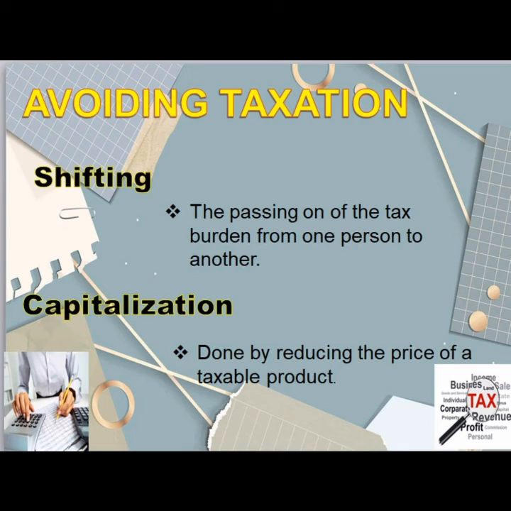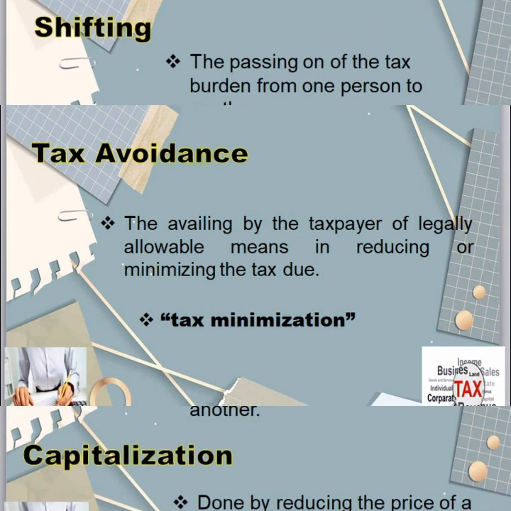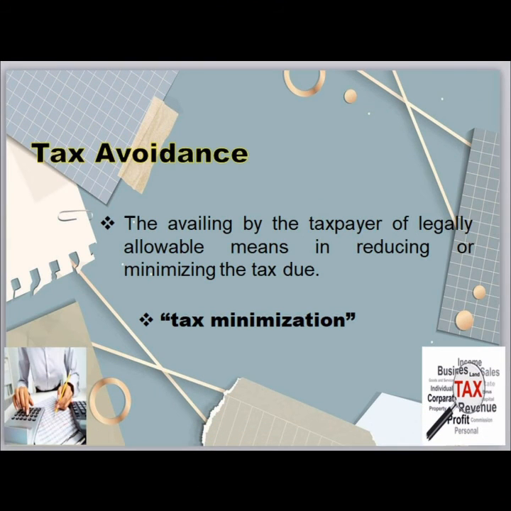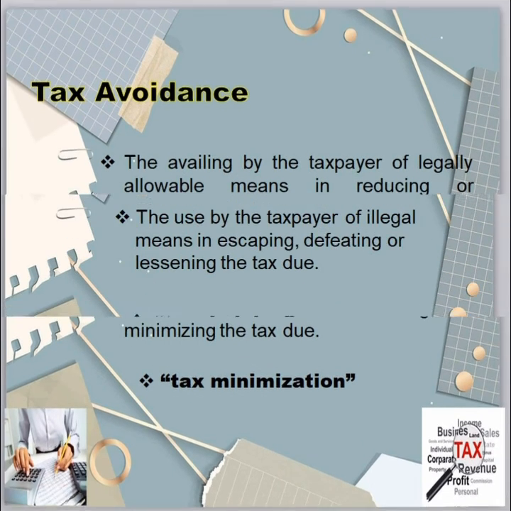First is shifting, the passing on of the tax burden from one person to another. Second, capitalization, done by reducing the price of the taxable product. Tax avoidance is the availing by the taxpayer of legally allowable means in reducing or minimizing the tax due, also known as tax minimization. It is a major goal of tax planning to reduce federal income tax liability. This can be achieved by reducing taxable income through income deductions planning.